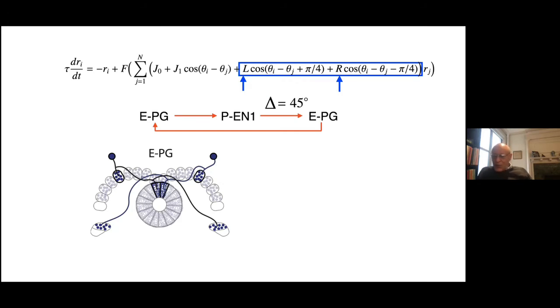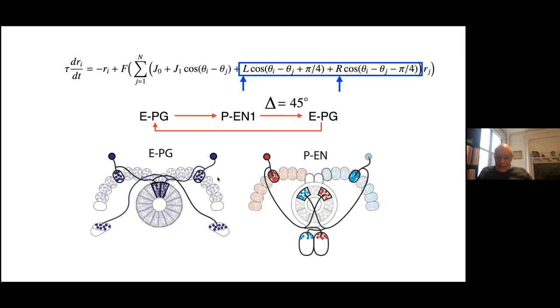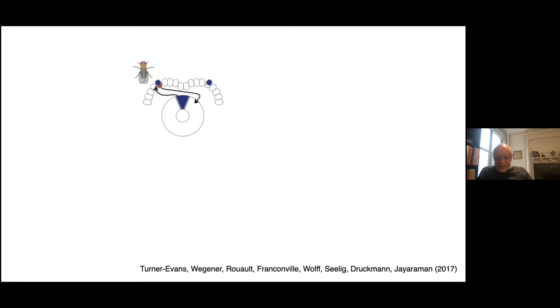But if you look at these PEN2s, they're shifted by 45 degrees. That's the pi over 4 here. And you can see that, again, right in the anatomy. If you go to this compartment, the bump is made here, the signal's transferred over to the PEN, but then it's projected back and it misses its target. Instead of going to the center one, it flips over by one of these segments, and they're each 45 degrees. So this is 45, 90, et cetera. That's exactly how this term comes in and why this term is not just maintaining the bump, but turning the bump.